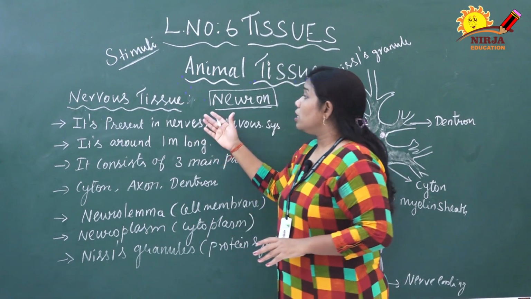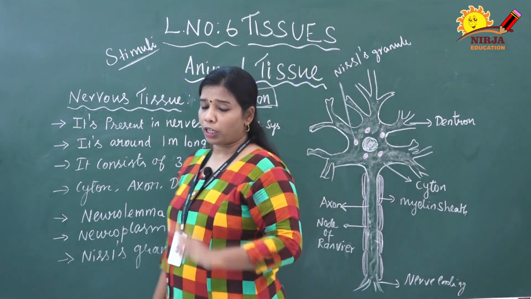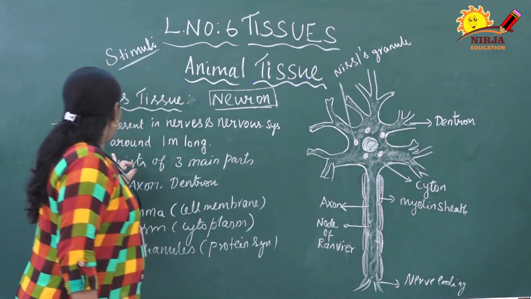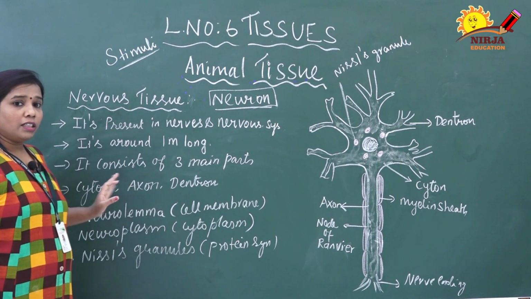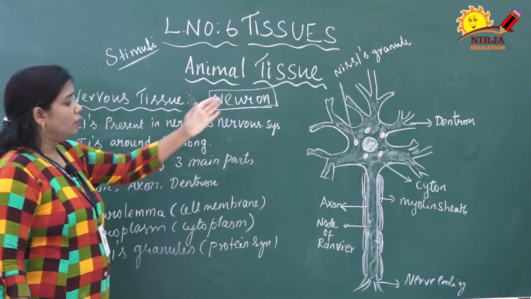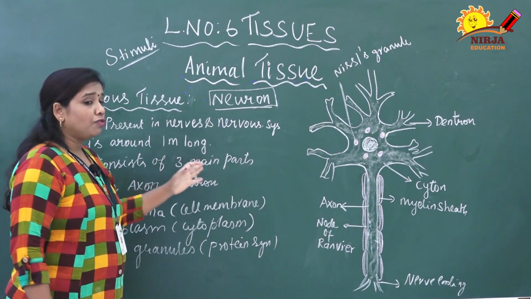Next, the neuron is made up of three important parts: cyton, axon and dendron. These three parts compose the nerve cell. This is the structure of the nerve cell. It is made up of three parts.